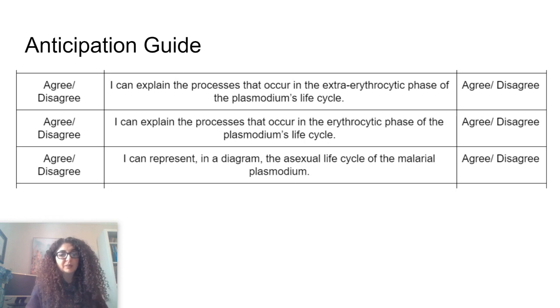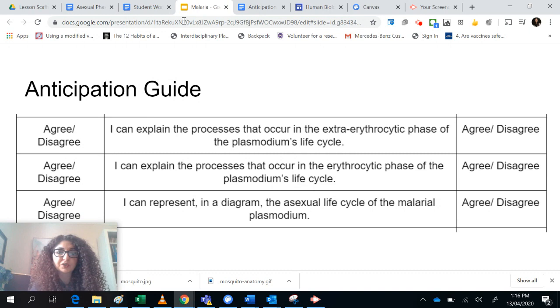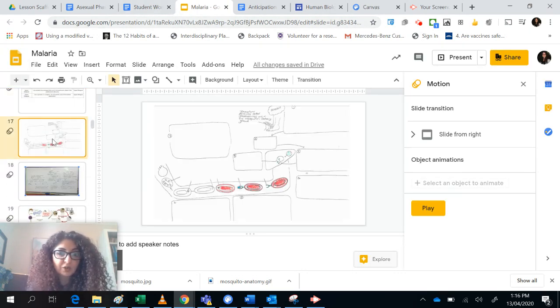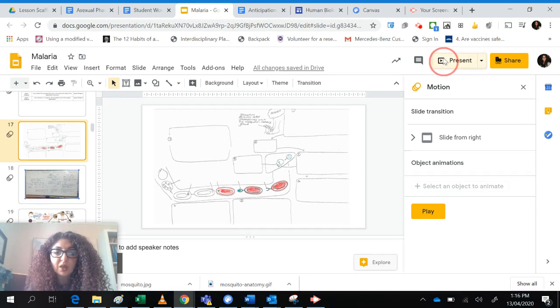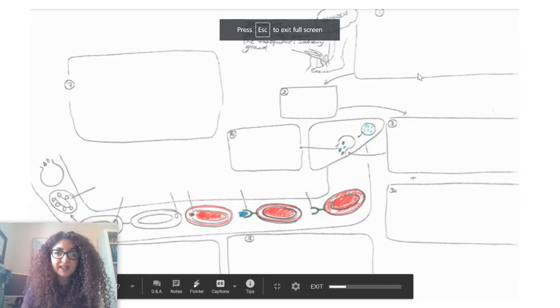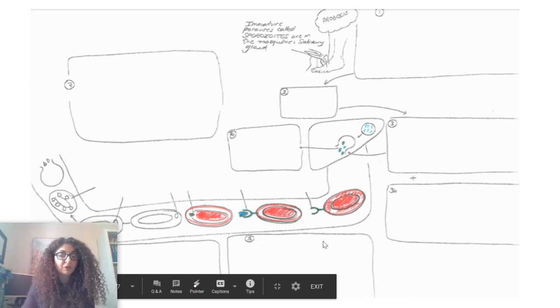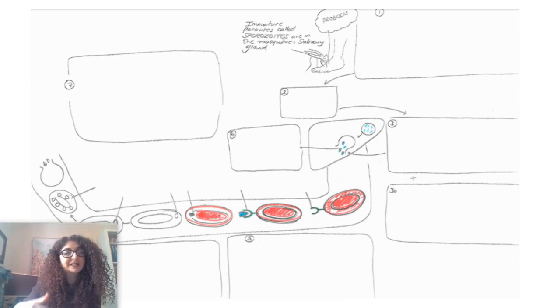What does that mean when we talk about extra-erythrocytic? If I take you back to this diagram here, let's go back to this one. When we're looking at all of the stages that happened in the liver, so before we get to the erythrocyte, another name for a red blood cell is the erythrocyte. Extra-erythrocytic means outside of the red blood cell.